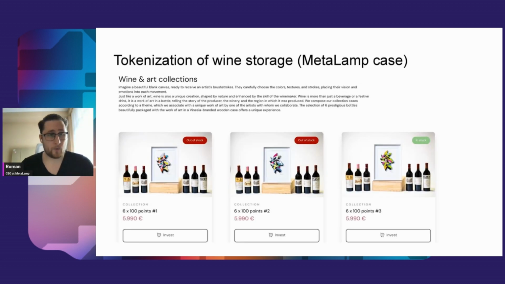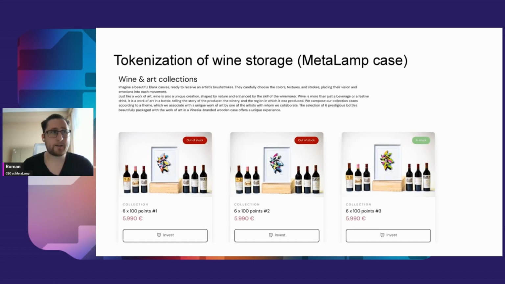So yeah, let's move forward. I want to tell you a little bit more about a real case. We have some time. So about a real case: how we tokenized wine storage.